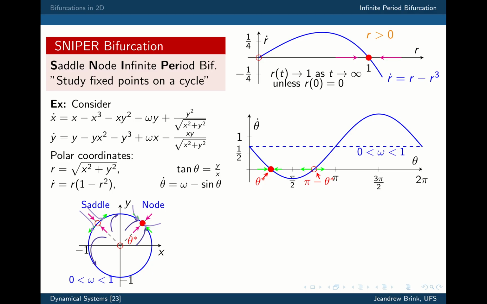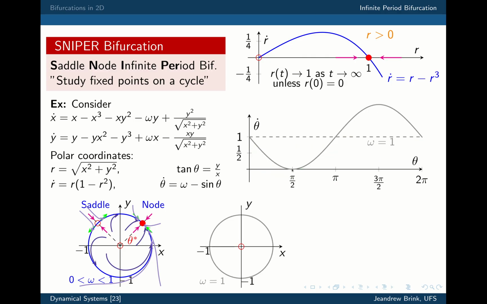And we can continue doing that. And just a few other trajectories also coming in. Now, if omega equals 1, that's our bifurcation point. Once again, we have this situation for theta dot, just the 1D version or the decoupled equation. We've got theta dot equals 1 minus sine theta. So there's only one intersection with the theta dot equals 0 axis.